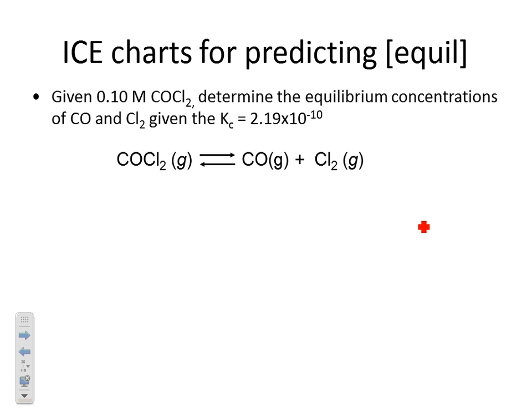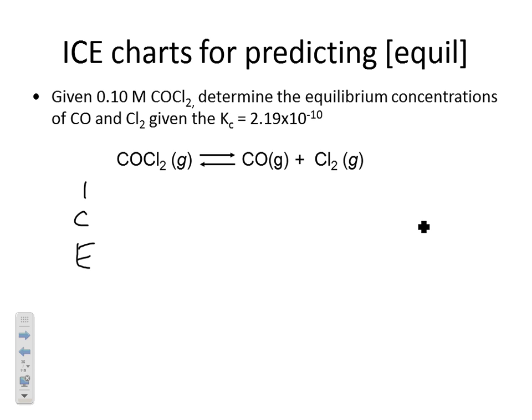So an example problem, how do you calculate concentration when you've been given K? Given 0.1 molar COCl2, determine the equilibrium concentrations of carbon monoxide and chlorine, given that the Kc value for this reaction is 2.19 times 10 to the minus 10th. So a reaction has been supplied here, so we can skip that first step of writing the reaction, but we do want to go on to the second step of our process, which is fill in an ice chart. So I have my ICE, and I'm going to just read the problem.